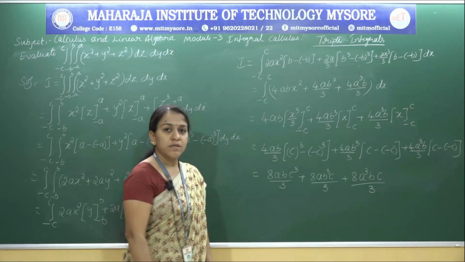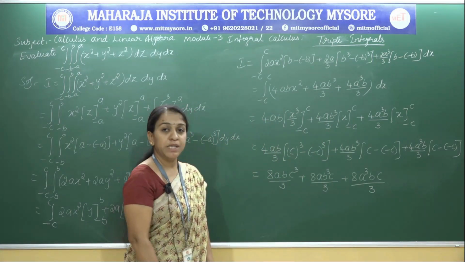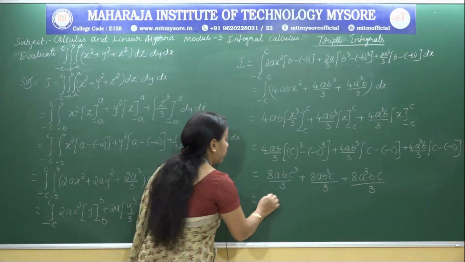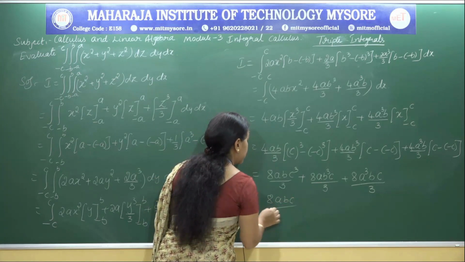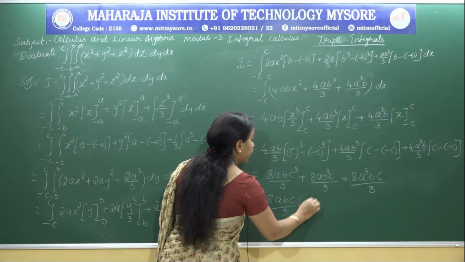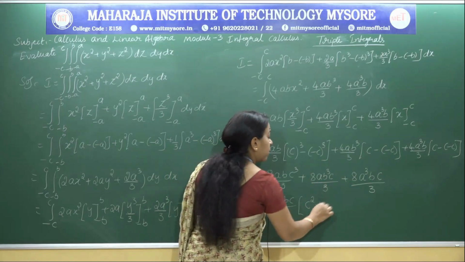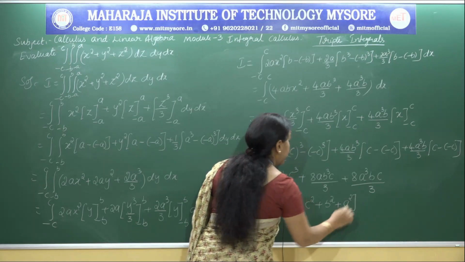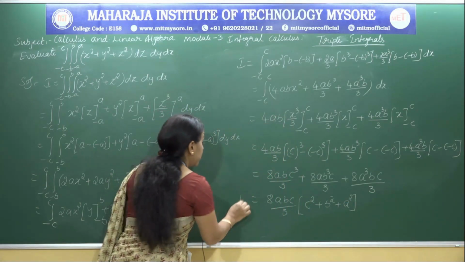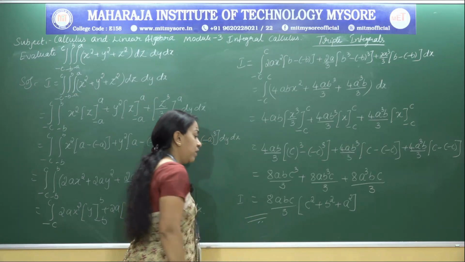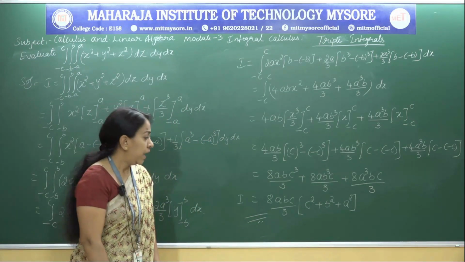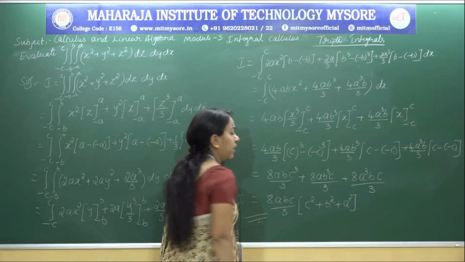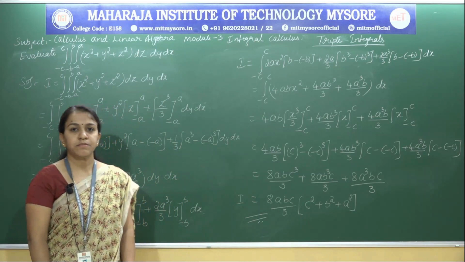Now in all the 3 terms we can take out 8abc by 3 common. Then we remain in the first term with c square, in the second term with b square, and in the last term with a square. Therefore the evaluated result of the given triple integral is 8abc by 3 into c square plus b square plus a square. That's our answer.